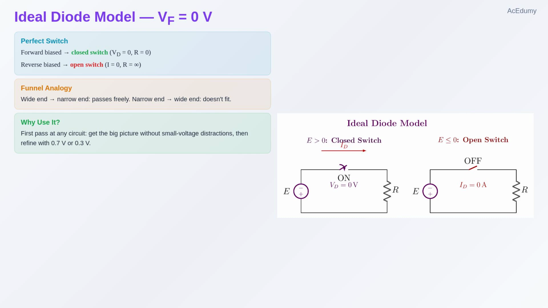No current can pass. I like to think of it as a funnel. Current can enter from the wide end and come out the narrow end, no problem. But try to push it in from the narrow end. It does not fit. Now, why would we use such a simplified model? Because when you are first analyzing a circuit, you want to understand the overall behavior without getting distracted by small voltage drops. Start with the ideal model. Build your intuition, and then add the 0.7 or 0.3 later for accuracy.